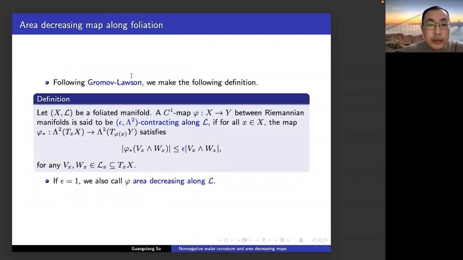Now we can state our result. We first introduce this definition. Following Gromov and Lawson, we define area decreasing maps along foliations. That is, we assume (X, F) is a foliated manifold, and a C^1 map phi from X to Y between Riemannian manifolds is said to be epsilon-contracting along the foliation if, for all points, the differential of the map satisfies this inequality. If epsilon equals one, we also say area decreasing along the foliation.